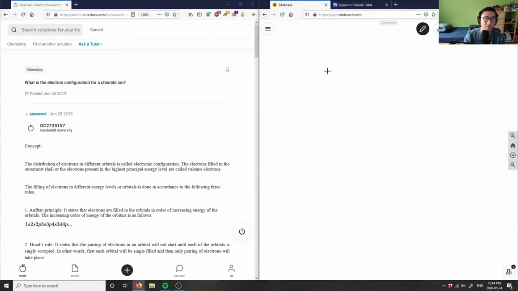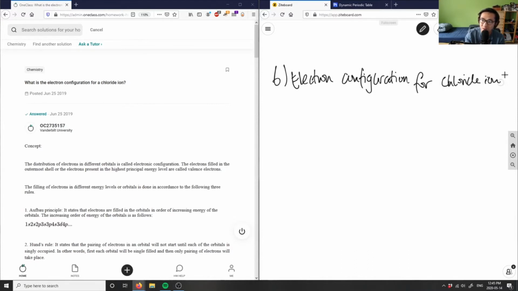What is the electron configuration for a chloride ion? So, electron configuration for chloride ion. First, let's write the chemical formula for a chloride ion. Chloride is chlorine, so it's Cl, and it's an ion.